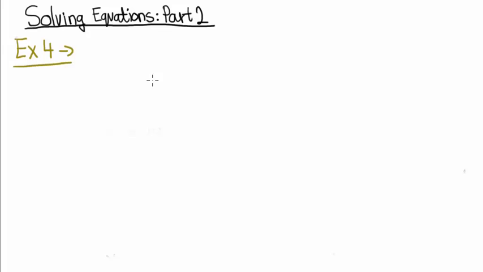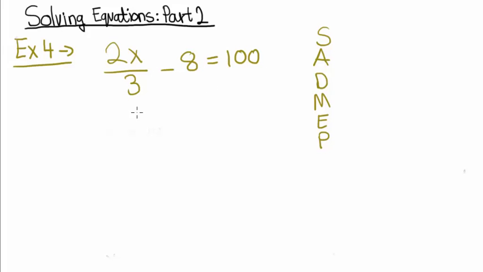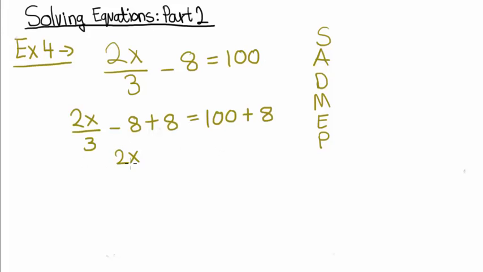Now let's say you had something such as 2x divided by 3 minus 8 equals 100. So we start out by undoing the subtraction. So we need to find the appropriate inverse operation of negative 8, and we know that that is equal to adding 8 to both sides of the equation. So on my left hand side, I get 2x divided by 3, and on my right hand side, I get 100 plus 8, which is equal to 108. Now the next thing that I need to do is get rid of the 3 on the bottom.